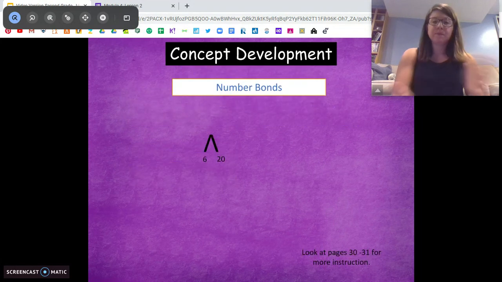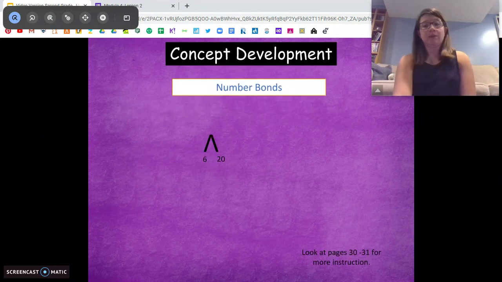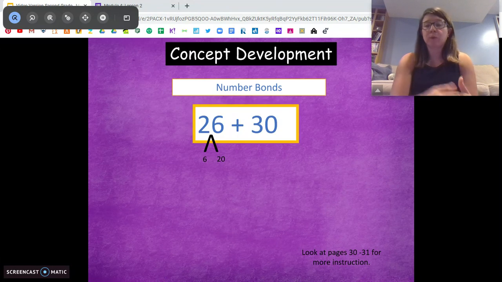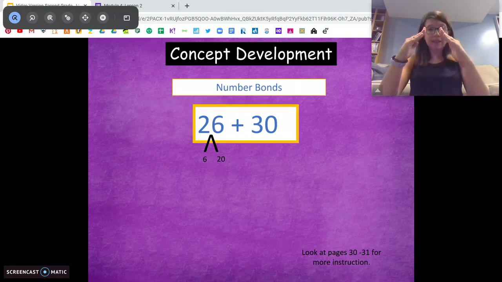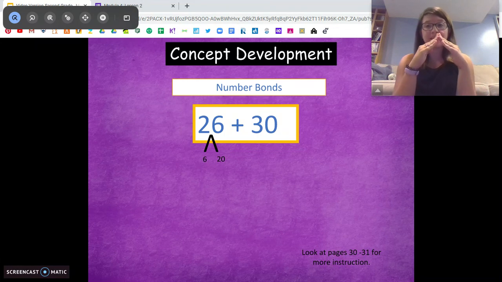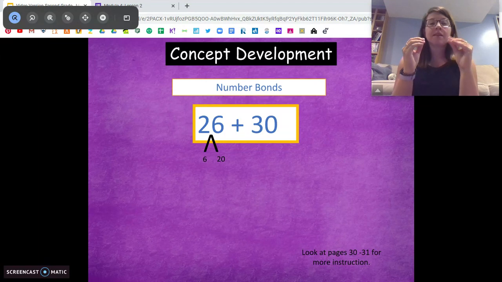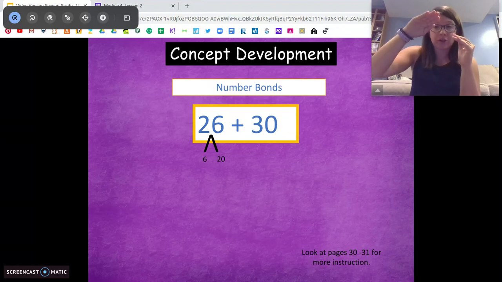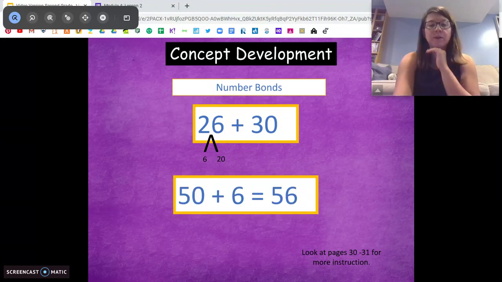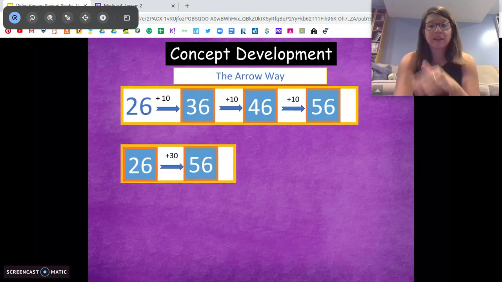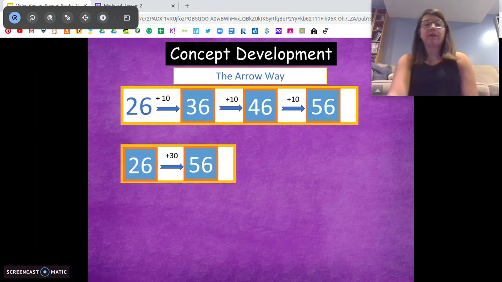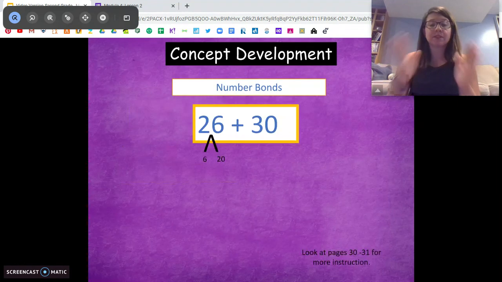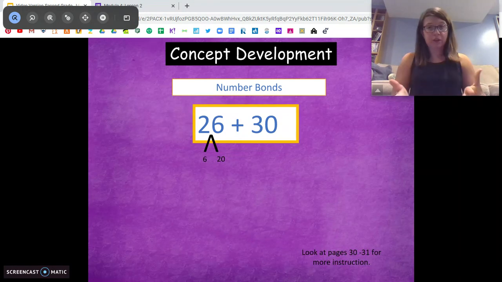Another way to do this, which we learned about in Module 1, is by doing a number bond. We're going to do the same problem, 26 plus 30, and then you're going to break down your 26 into your 10s and your 1s. So you have 20 and 6. Do you see that? Then from there, you add like terms. So you add your 10s. So you add 20 plus 30, which is going to get you 50, and then add in your extra 1s, and you get 56. We get the same answer either way, whether it's the arrow way and we're drawing it out, or whether it's through number bonds. It's just kind of a matter of what strategy makes more sense for you, okay?